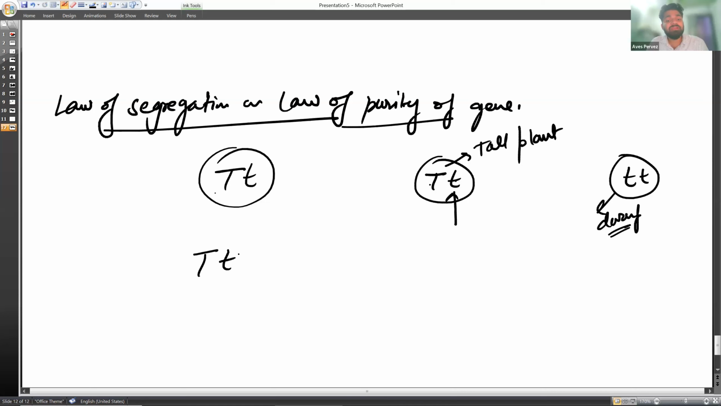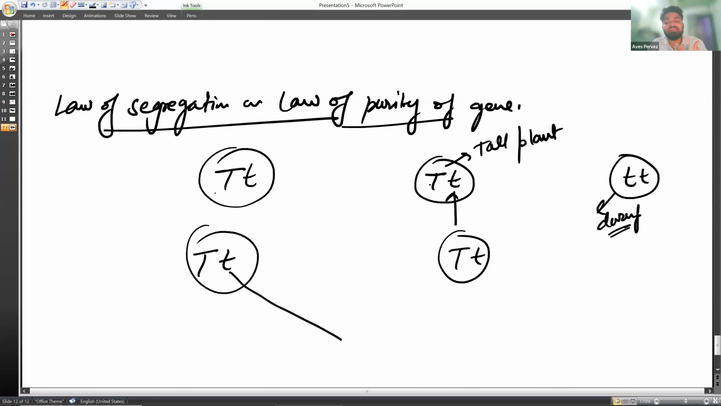This does not mean that if this gene is living with capital T, it forgets. Like we have good friends and bad friends, if a good person starts living with bad friends, maybe he forgets his identity and starts doing the activities of those sitting with him. But in this case, it is not true. If the gene of dwarfness is with the gene of tallness, it does not mean that it has forgotten its identity.